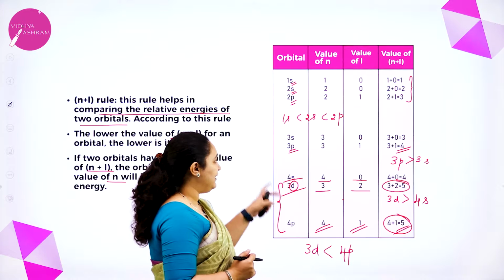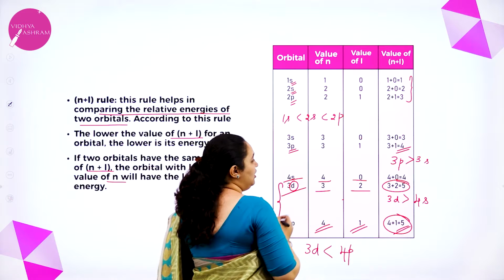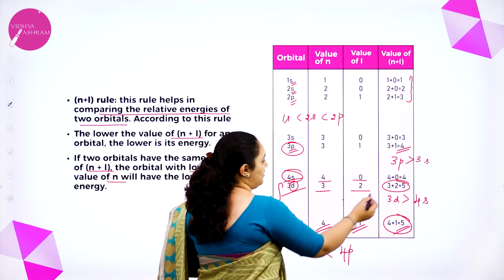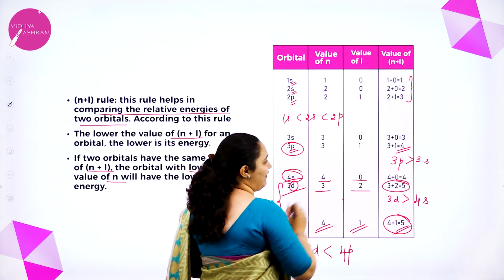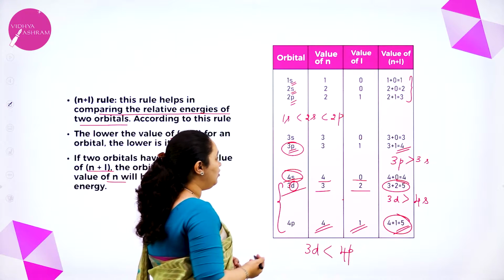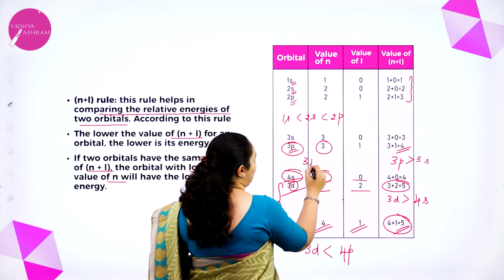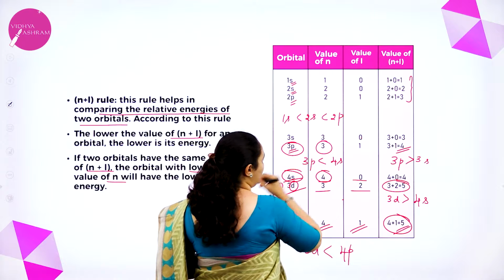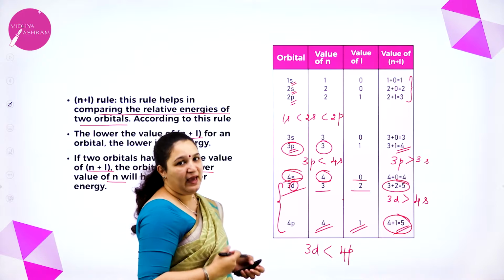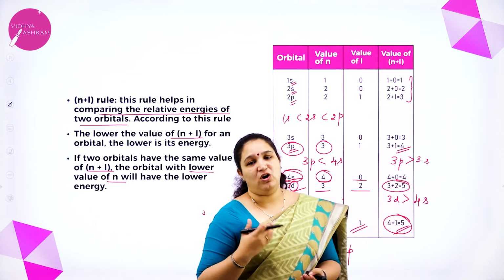So I hope you understood. When the N plus L values are the same, then you have to look into the N values. Now if you consider 4p and 4s, okay, in 4s the N plus L value is 4, and in 3p also the value is 4, but which has got higher energy or lower energy here? Now look into these numbers, 3 and 4. Lower energy is for 3p, so 3p has got lower energy compared to 4s. So I hope you have understood how to apply the N plus L rule to find out the energy of the orbitals.